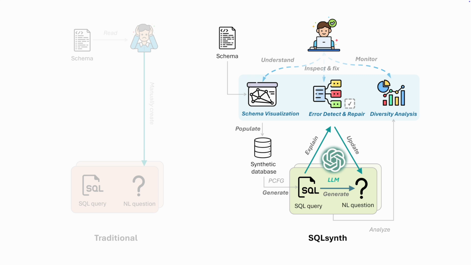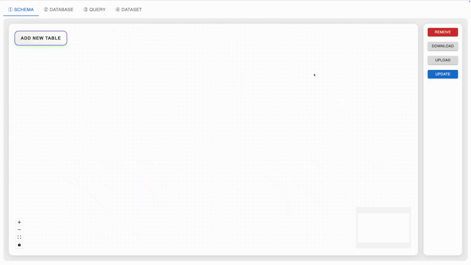SQL Sense streamlines the creation of high-quality text-to-SQL datasets through collaboration between humans and large language models in a structured workflow. There are 4 main steps.